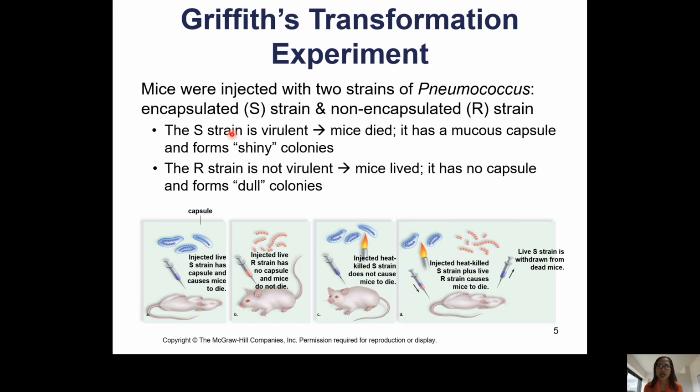For example, when the bacteria were injected into the mice, the immune system of the mice will try to fight it, of course, and that environment becomes unfavorable for the bacteria. So in that situation, the S strain, the virulent one, can form a protective structure called a capsule. So it will be more resistant to the immune system of the mice. That's why the mice died when they were injected with the S strain.